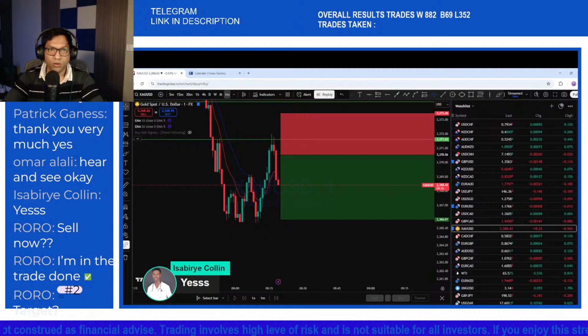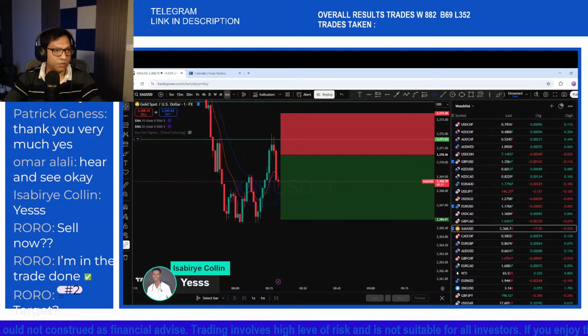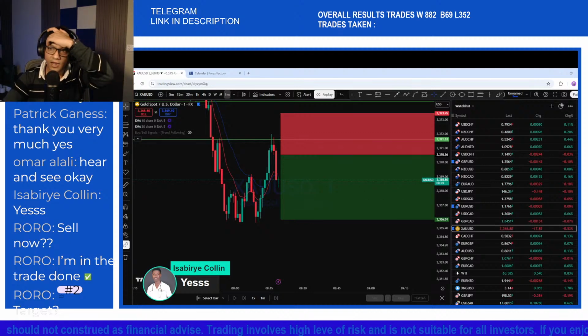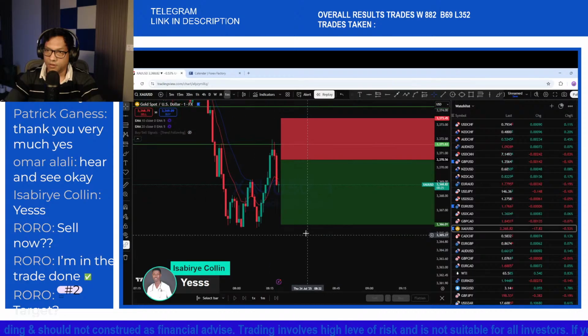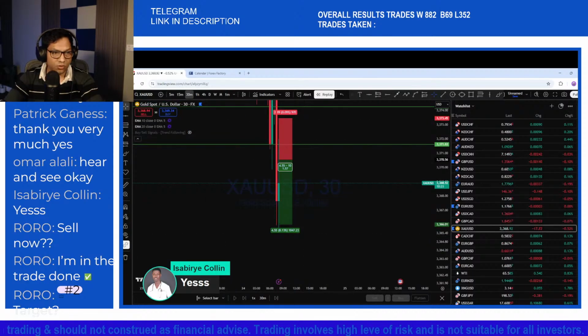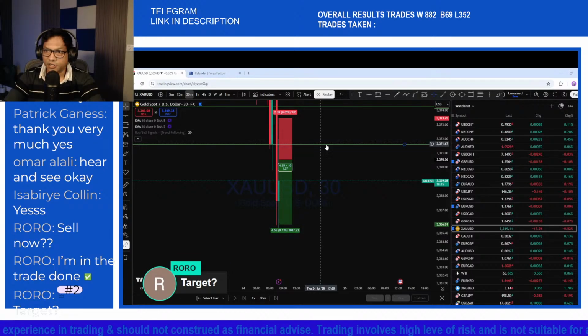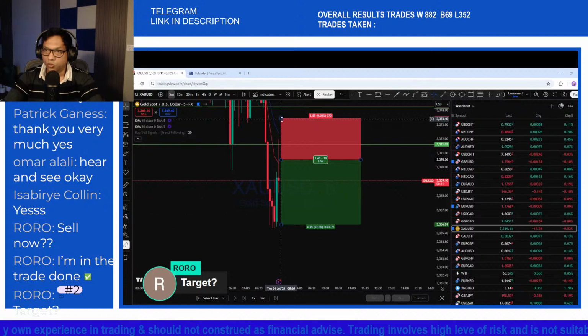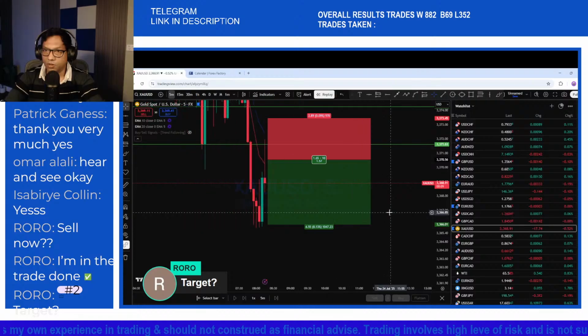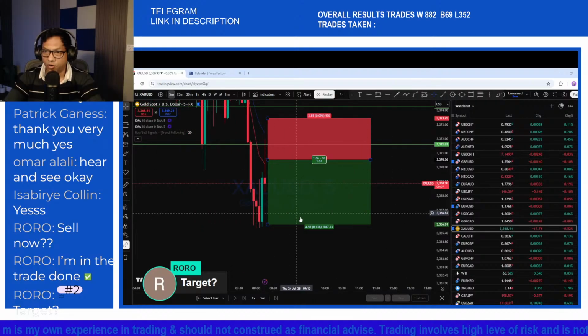Expecting it to break below and then give us the potential profit that we need. And this is the lower time frame price action. Here in that area, sell. I'm on the trade down. The target here is this, since it's a falling market.